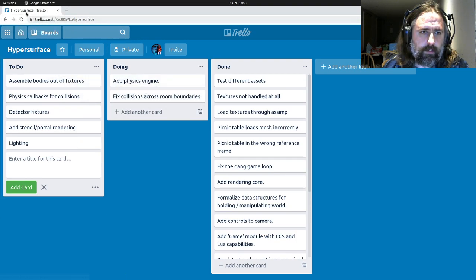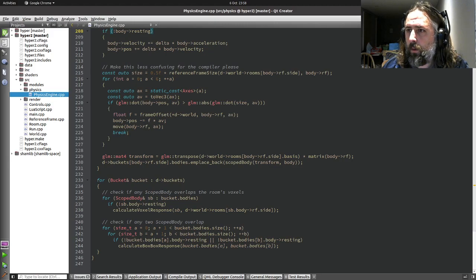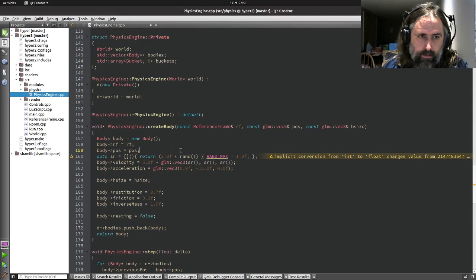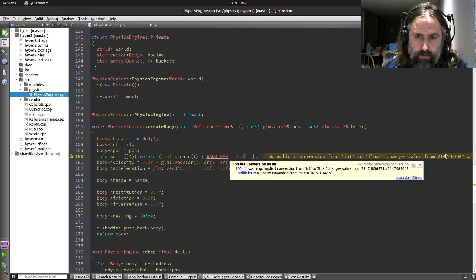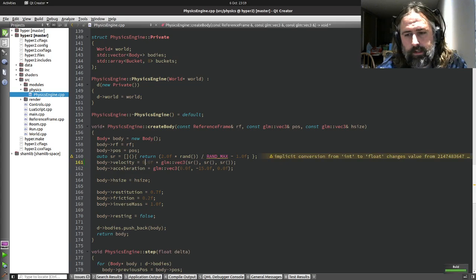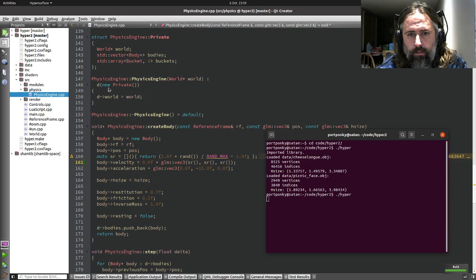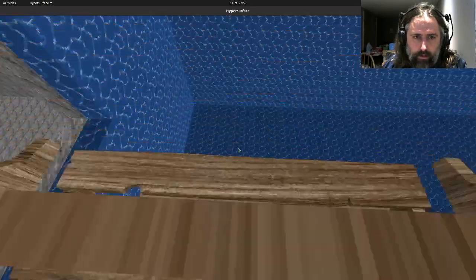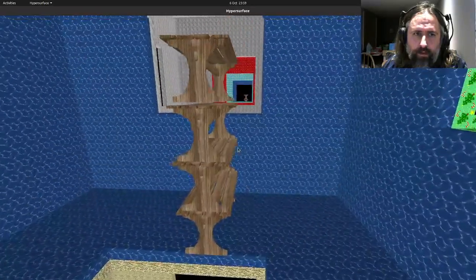Right, but for now I'm going to fix collisions across room boundaries, and I'm going to demonstrate why that's a problem. Very nice. Let's first of all make these tables spawn falling straight down so I can more accurately place them. Now when I spawn some picnic tables here, they should fall straight down so I can make a more perfect tower. Look at that. Beautiful.